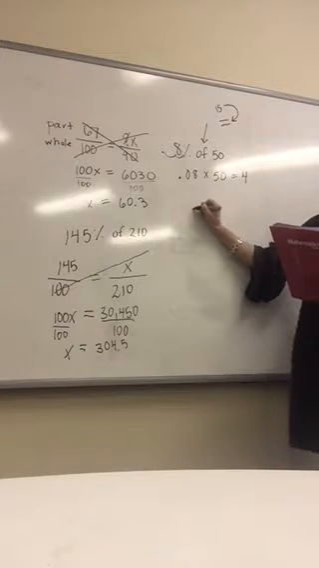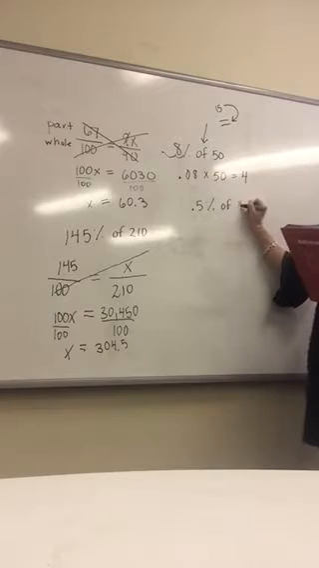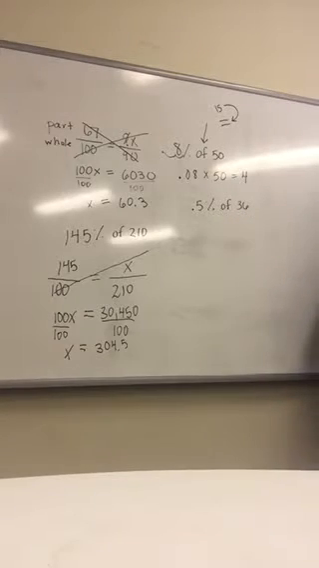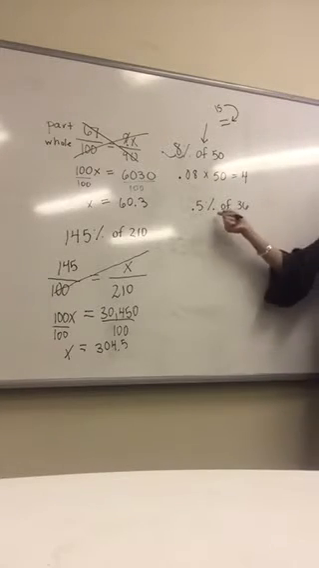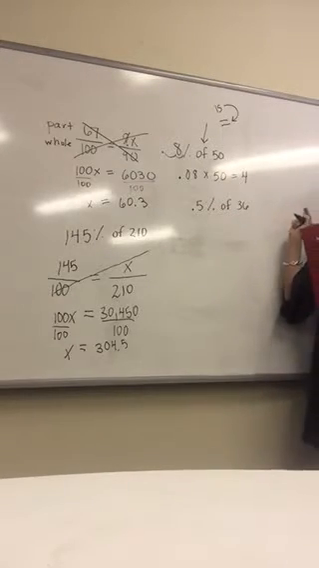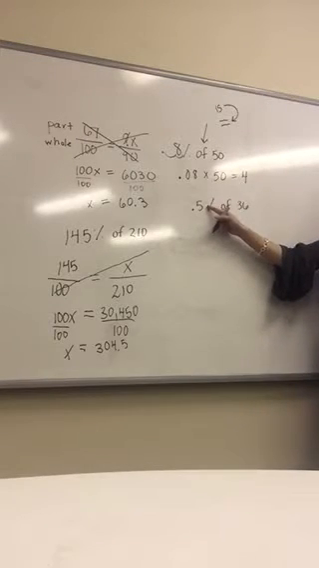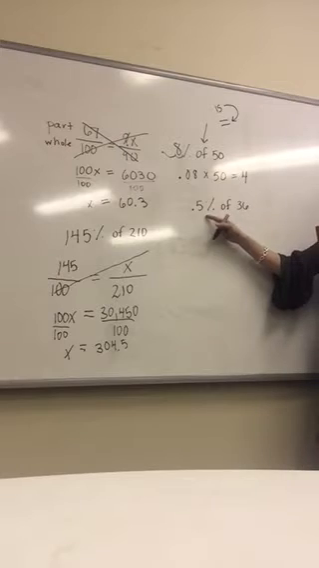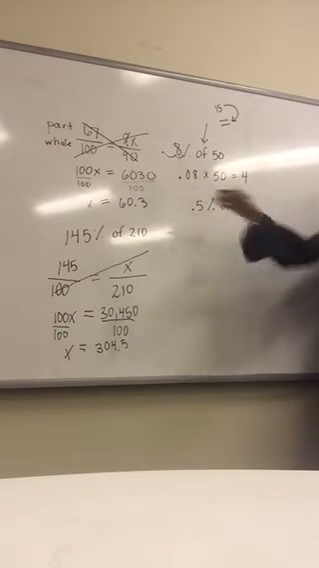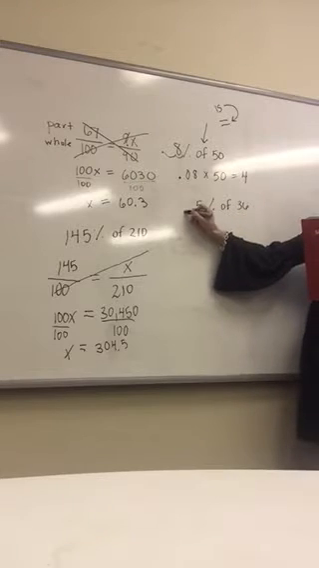Okay, the next one is 0.5% of 36. What does the word of mean? Multiply. We need to change this percent to a decimal. We got to move it how many times? Twice. I said twice. Good, Natalie. Okay, we've got to move it away from the percent sign because we're getting rid of the percent sign. So we're going to go 1, 2.